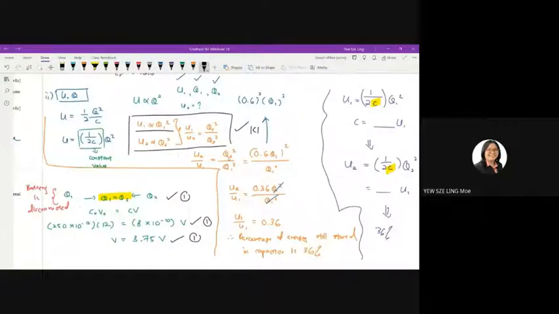If you substitute Q2 equals 0.6 Q1, then you score gantian satu marker. And then the final answer. Now, the final answer is not 0.6. You need to answer the question. The question is asking for percentage. So if you got 36% right now, then you got the final mark. Okay, so this is a 3 marks question. First mark, second mark, third mark.